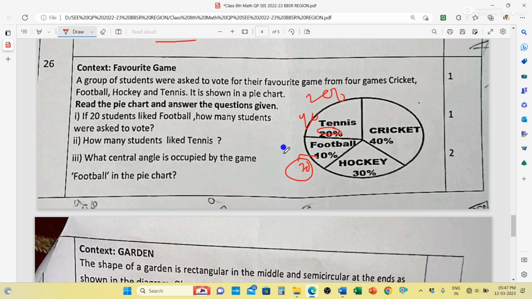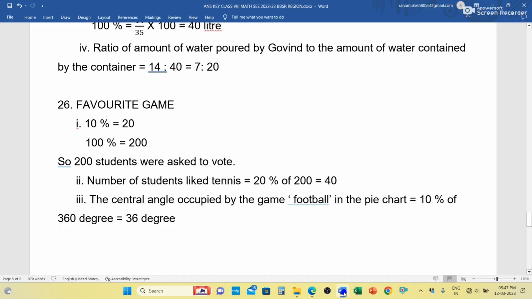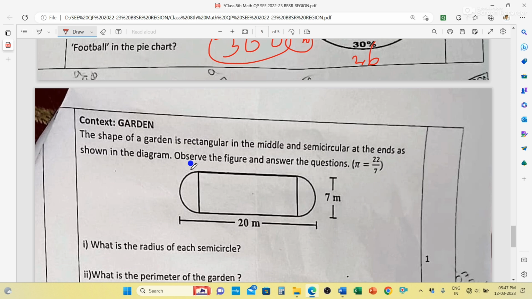Okay. So, you know, the total angle, the complete angle, is 360 degrees. And here, football is 10%. So 10% of 360 degrees equals 36 degrees. Right? So 36 degrees will be the central angle.